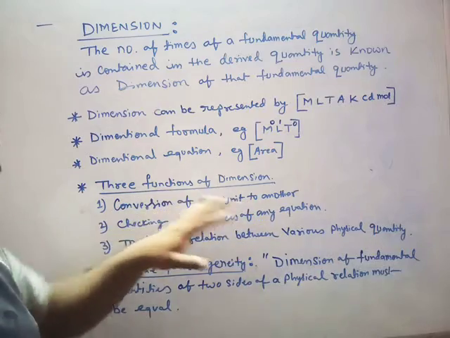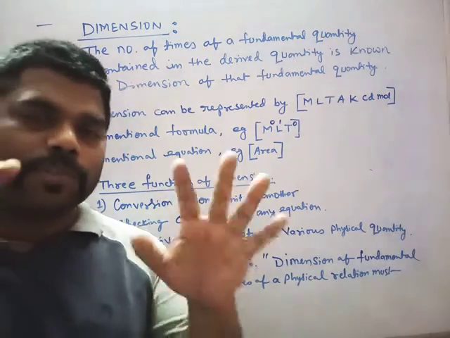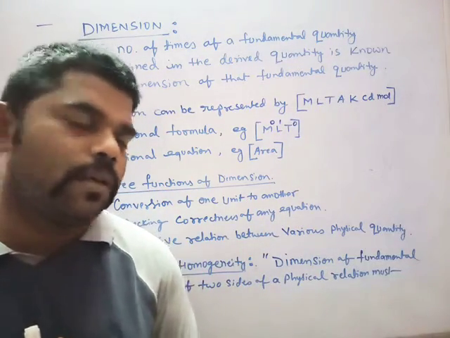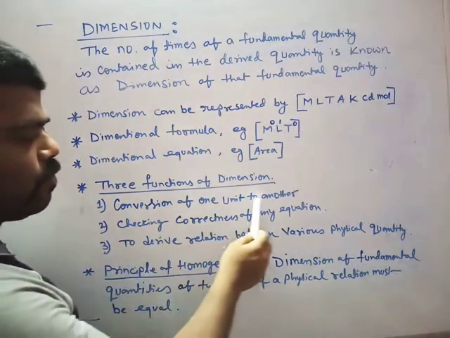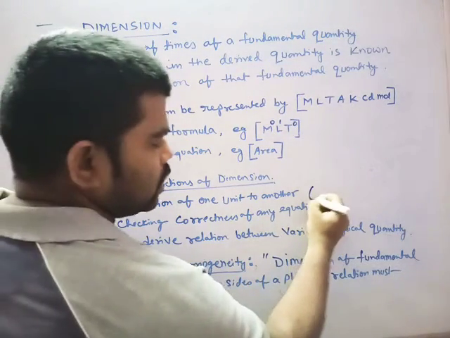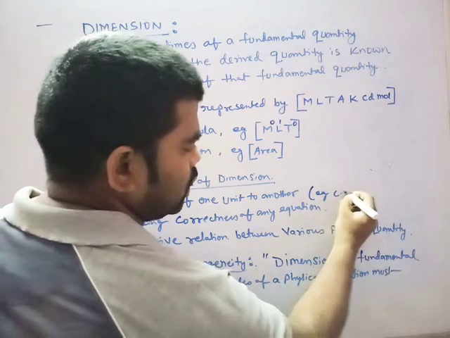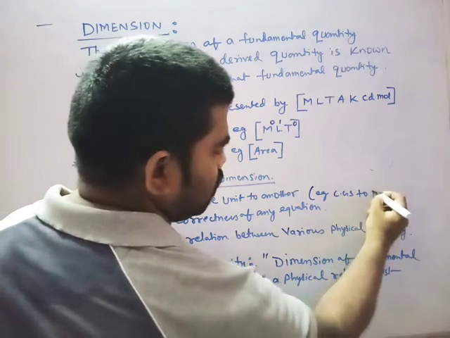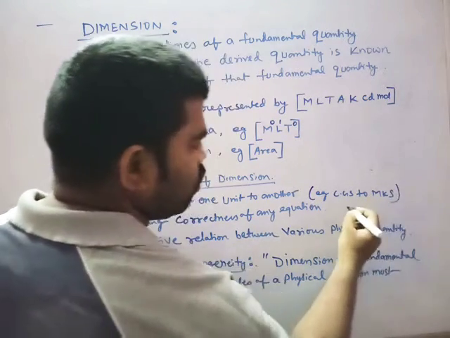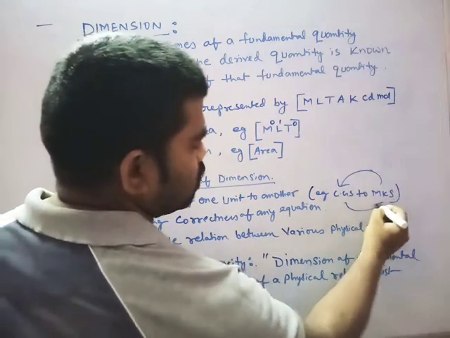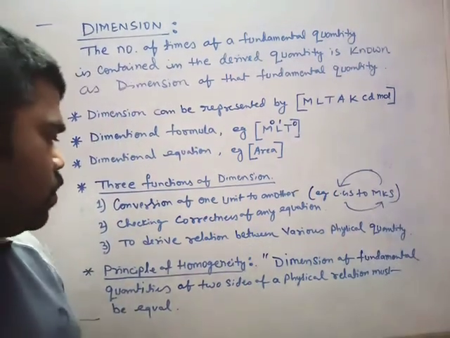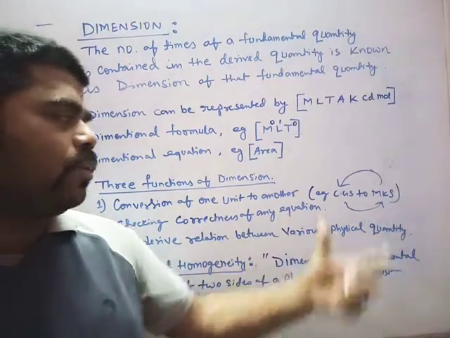Three functions of a dimension. Dimensions have three functions, right? What are they? Number one, conversion of one unit to another one. For example, suppose CGS to MKS, or MKS to CGS. Any conversion.